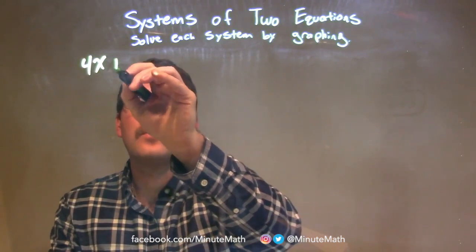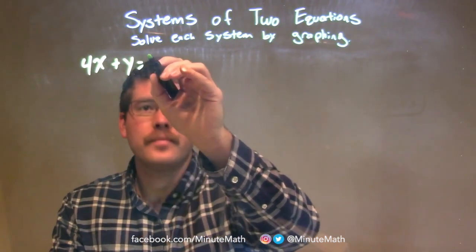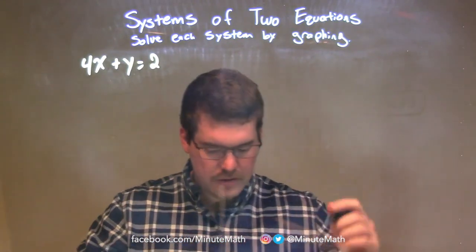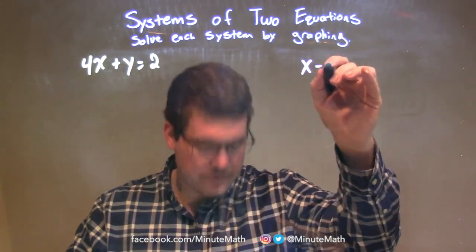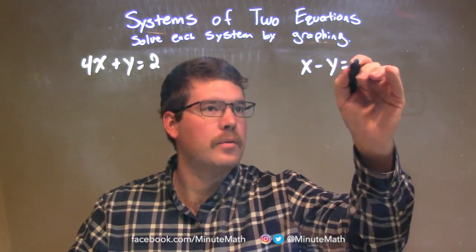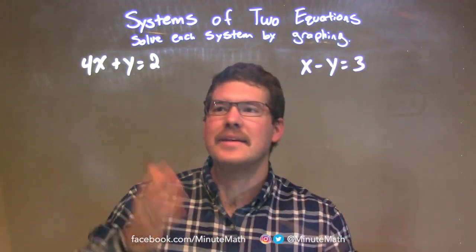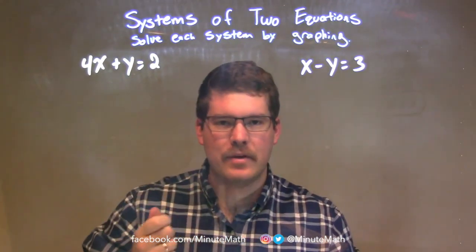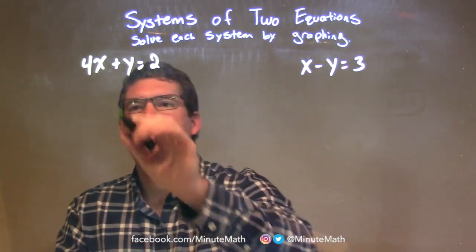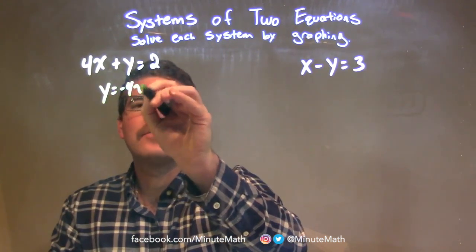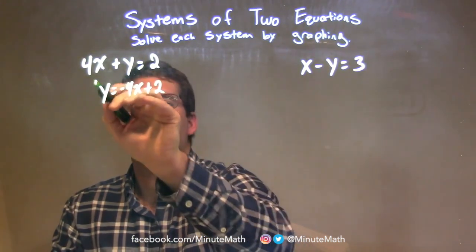4x plus y equals 2. So my second equation is x minus y equals 3. All right. Well, first thing I want to do is I like to get both of these into y equals mx plus b form. So we got y by itself. Subtract the 4x on both sides, and y equals a negative 4x plus 2. And there we have it.